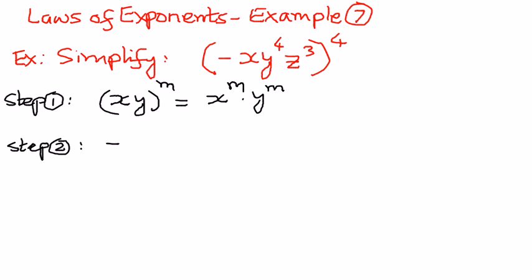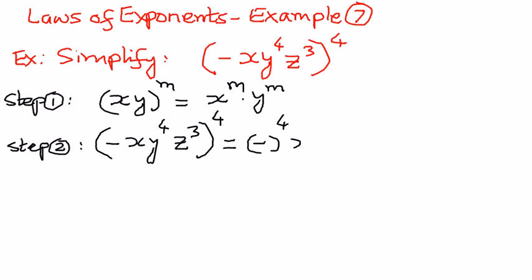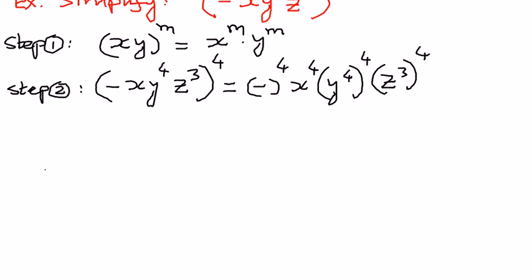So we have open parenthesis negative x y to the power of 4 z to the power of 3, this whole thing raised to the power of 4. The way we can write this out is: the negative sign is raised to the power of 4, x is raised to the power of 4, y to the power of 4 is raised to another power 4, and then z to the power of 3 is raised to the power of 4. So in here we want to simplify all of these terms, and the way to do that is as follows.